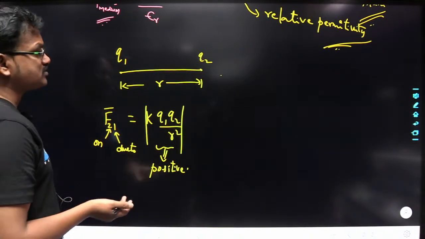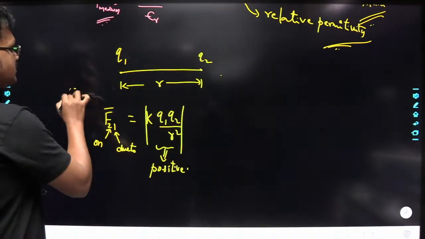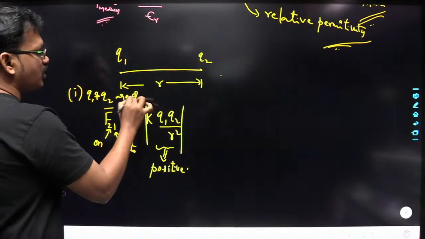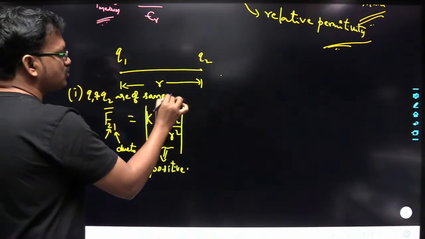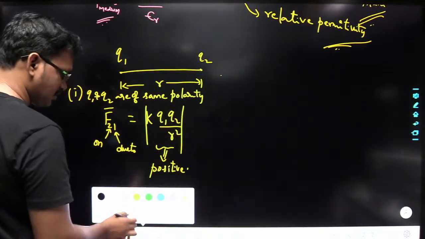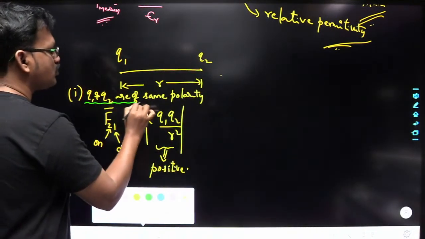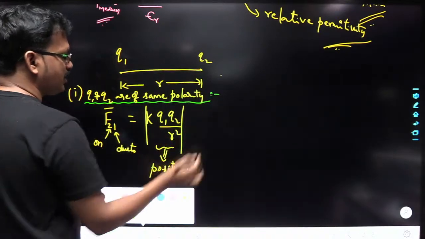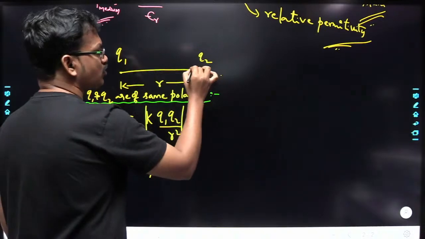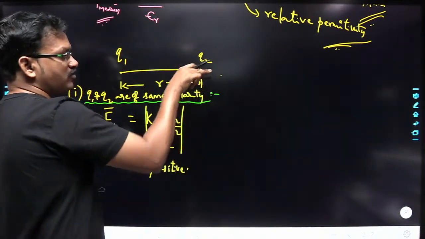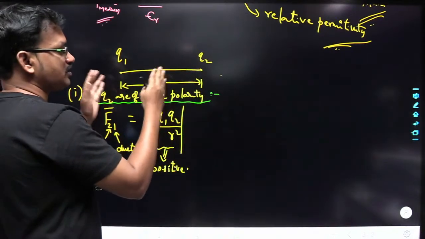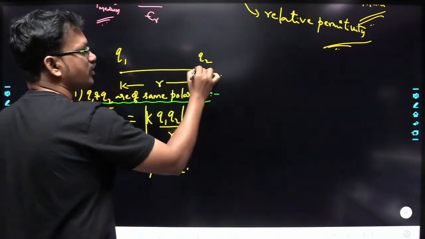We have taken two cases. In the first case, if Q1 and Q2 are of the same polarity, in which direction is Q2 going to experience the force? Away from Q1, or not? Because if both are of the same polarity, the force between them is repulsive. So it is going to experience the force away from Q1.